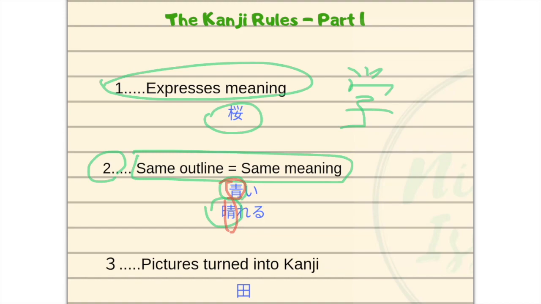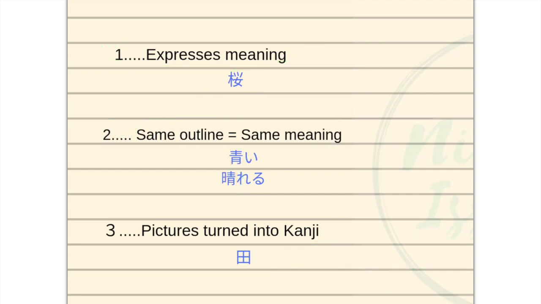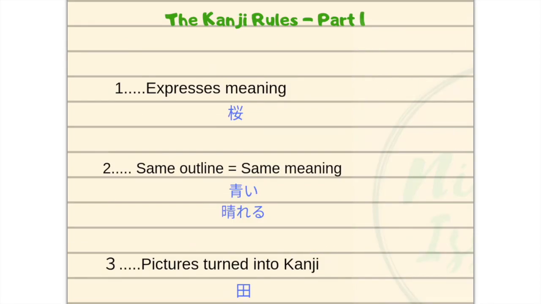The third is pictures turned into kanji. So if you imagine a picture, you can just convert it into kanji. That is solely based upon imagination. So let's begin. The first part, kanji expresses meaning.